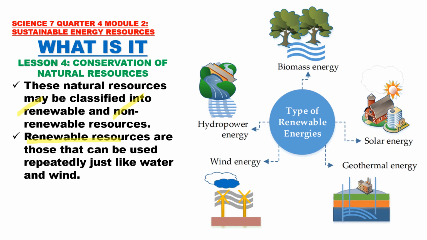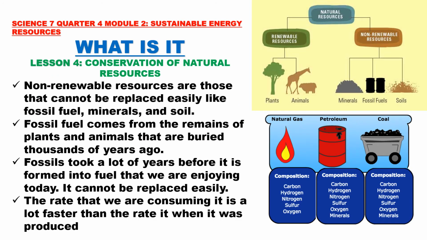Renewable resources are those that can be used repeatedly, just like water and wind. A renewable resource can replenish itself at the rate it is used. So some examples of renewable energies are hydropower, wind energy, solar energy, geothermal energy, and biomass energy. Non-renewable resources are those that cannot be replaced easily, like fossil fuels, minerals, and soil.